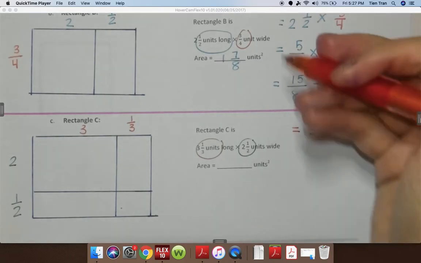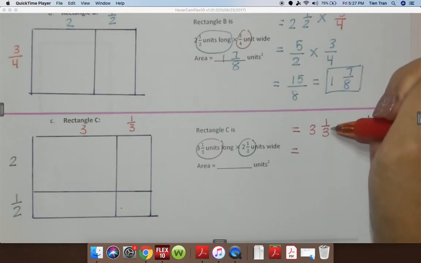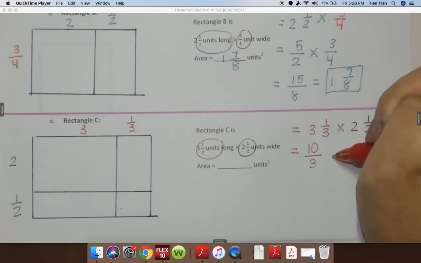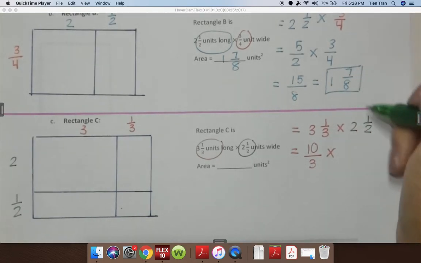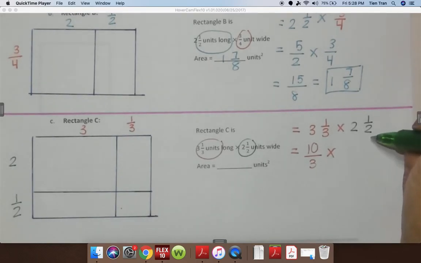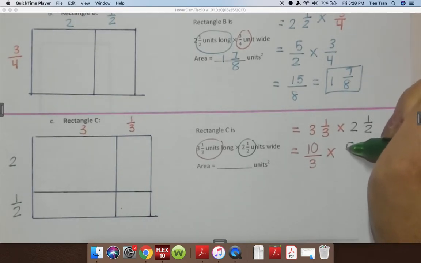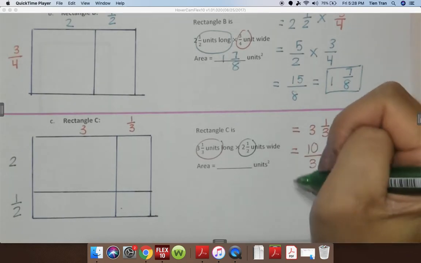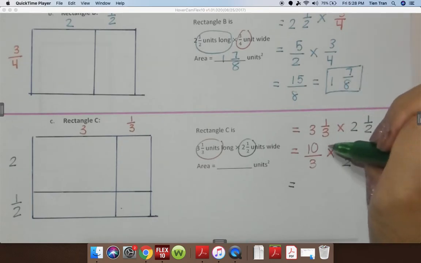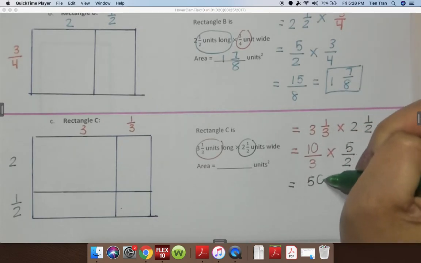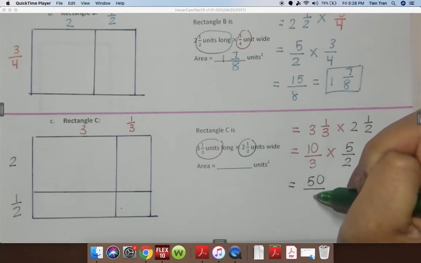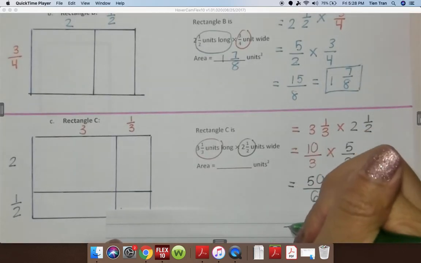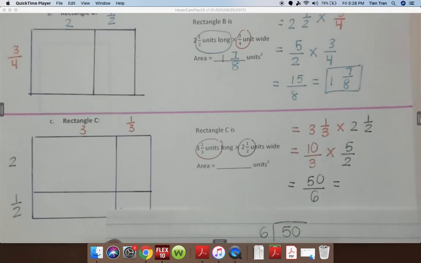Okay, so 3 times 3 is 9, plus 1 is 10. My denominator is going to be 3. On the other side, I have 2 times 2, which is equal to 4. 4 plus 1 is equal to 5, so I have 5/2. Now I'm going to multiply my numbers together to get my final answer. 10 times 5 is equal to 50, and 3 times 2 is equal to 6. Now I'm going to divide. I have 50 divided by 6.